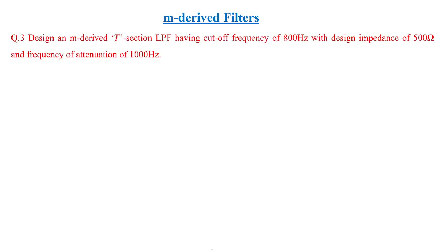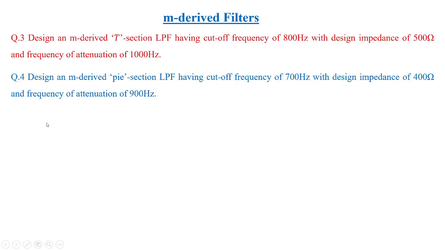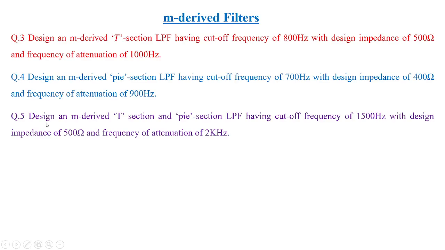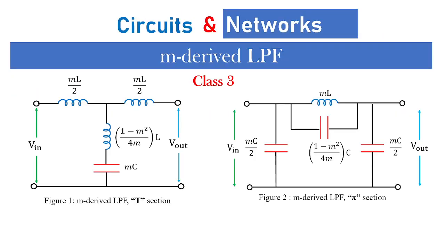Now try to solve the same concept with questions 3, 4 and 5, and comment in the chat box whether you are able to design the low pass filter under T section and pi section for m-derived case as well as for k-type case. So that's all for today's class.